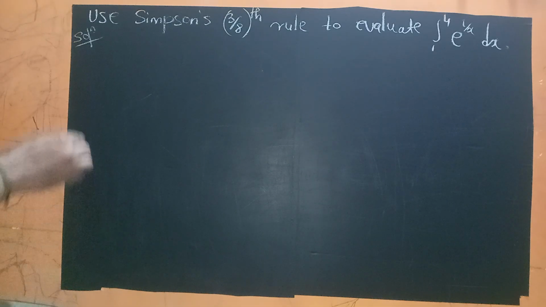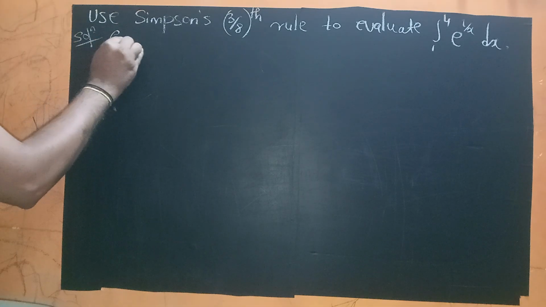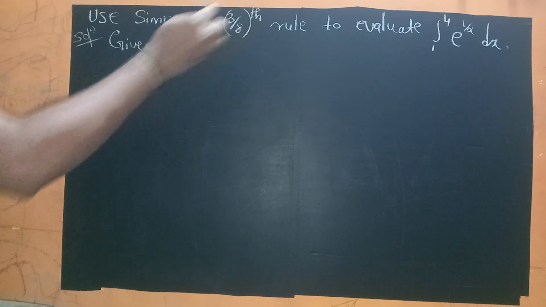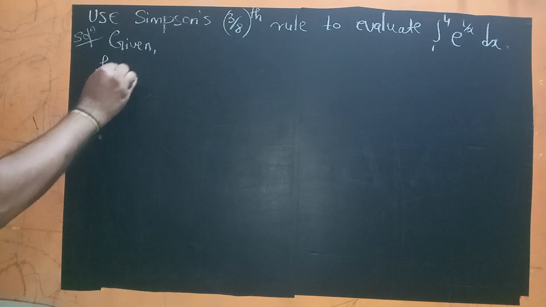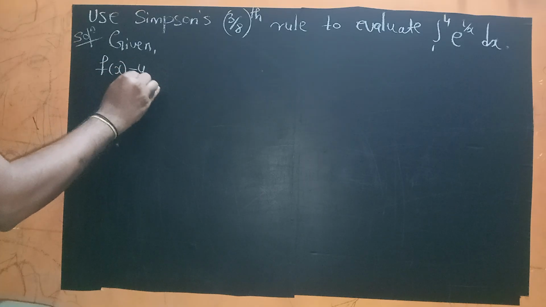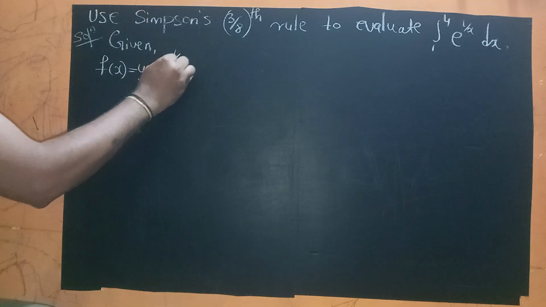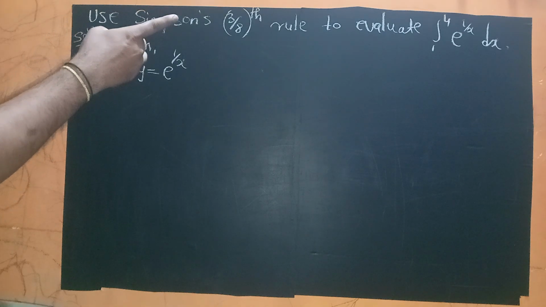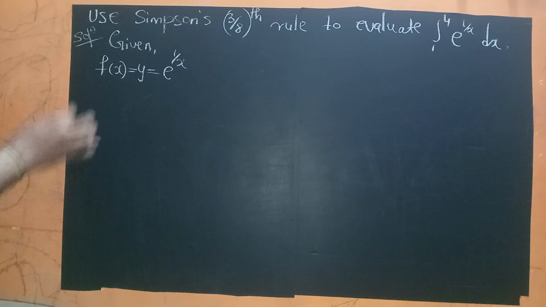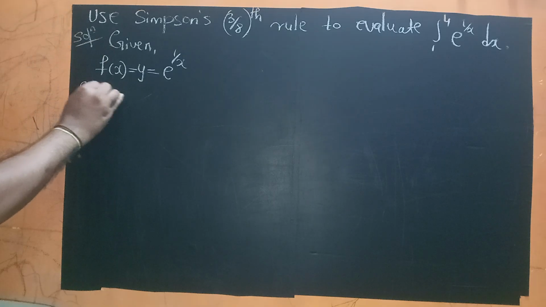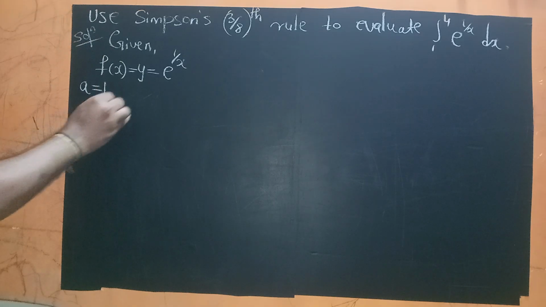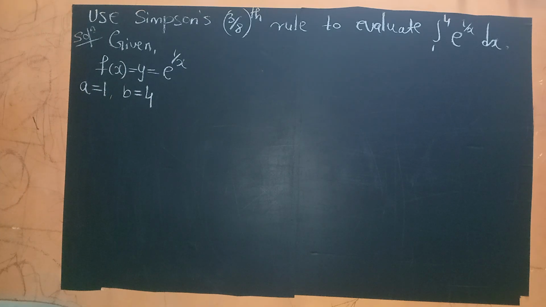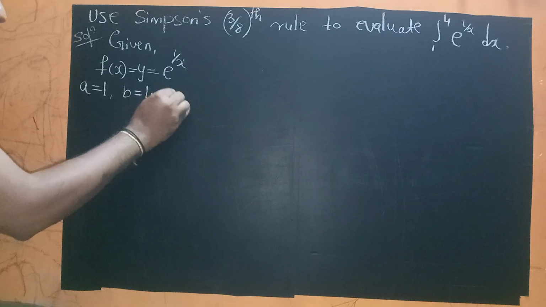As usual, first we have to follow the basic steps. The given data we have to write properly. What is given? The function f of x is given, that is nothing but y. Y is e power 1 by x. Then the interval values, the limit values: a, the lower limit, is 1, and b, the upper limit, is 4. And here n is a question mark.